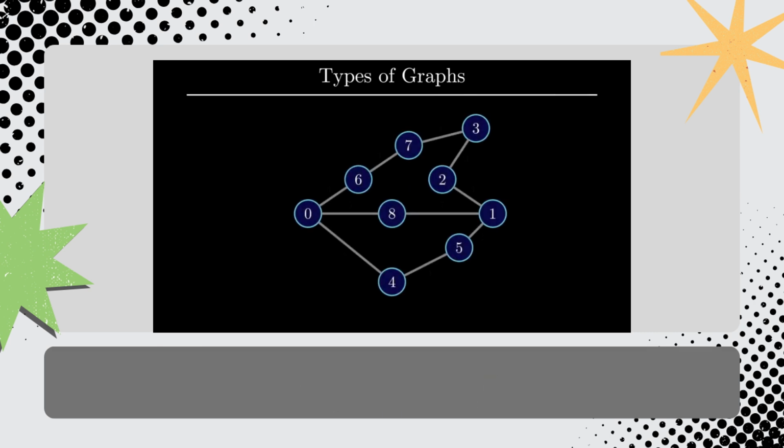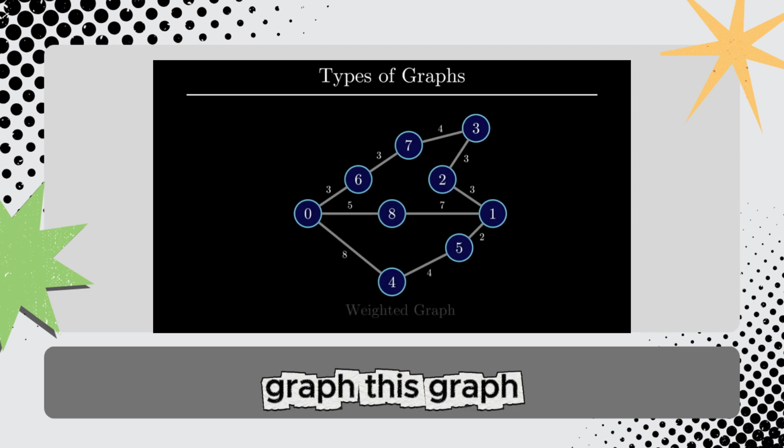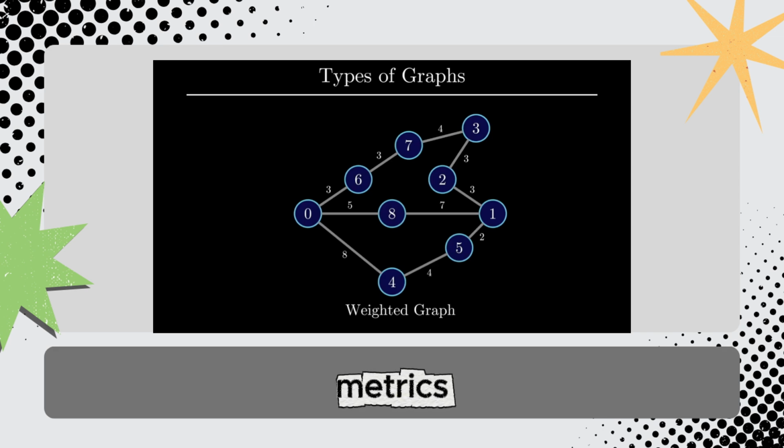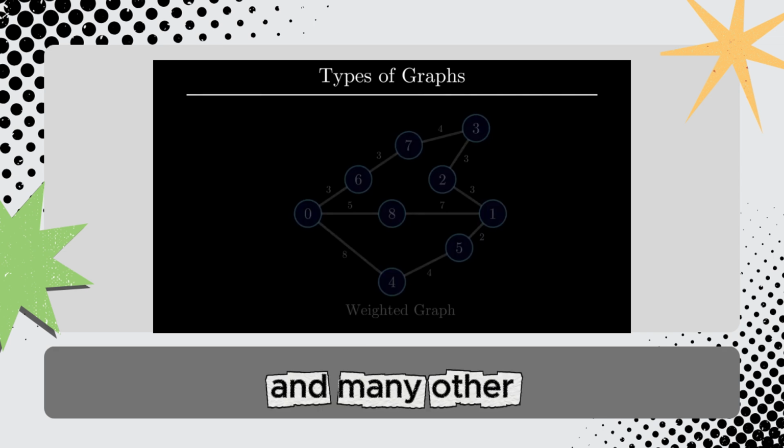Another important graph is a weighted graph. This graph is unique because each edge is now not treated equally, and some edges might have a larger weight than others. This can naturally model interesting metrics like traffic, distances on maps, and many other ideas.